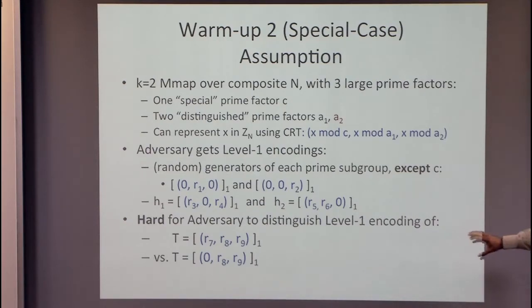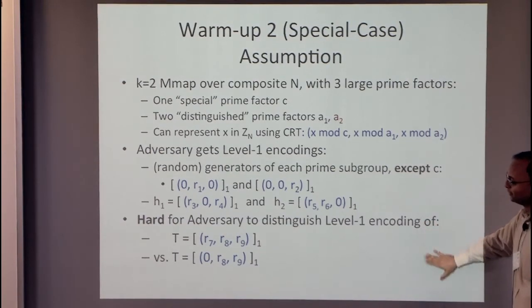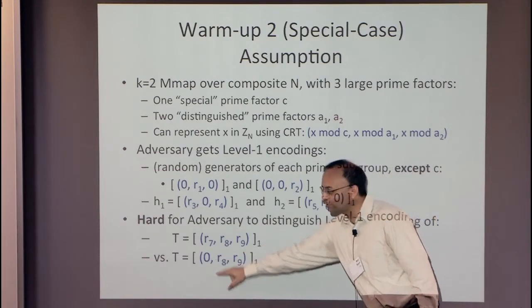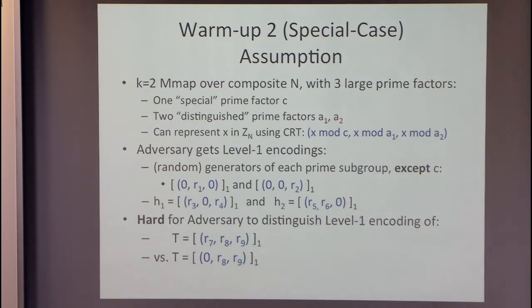And now what we assume is that it's hard for the adversary to distinguish between a level 1 encoding of, again, a completely random element or an element that is 0 in the C subgroup. Okay? So let's step back for a moment and just think about this. Why does this make sense? And what are we really assuming here?